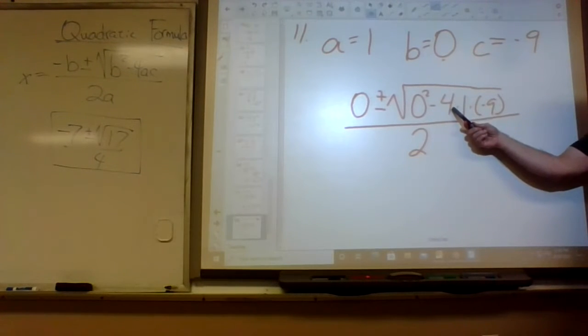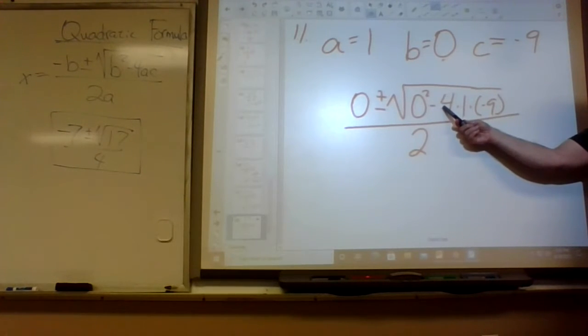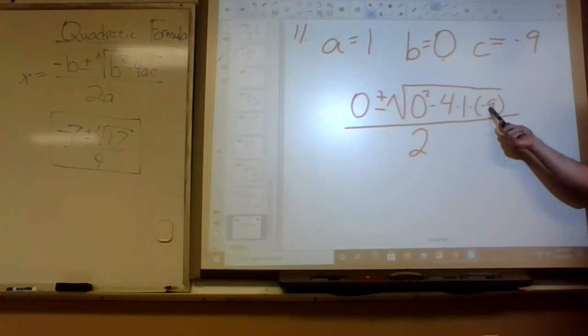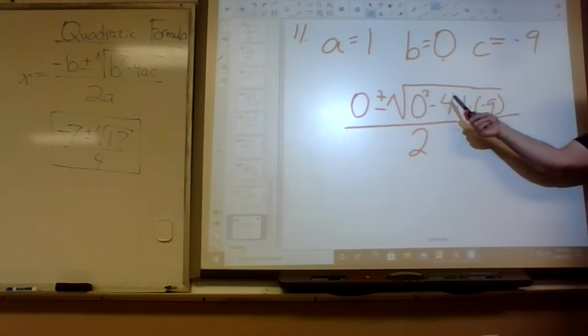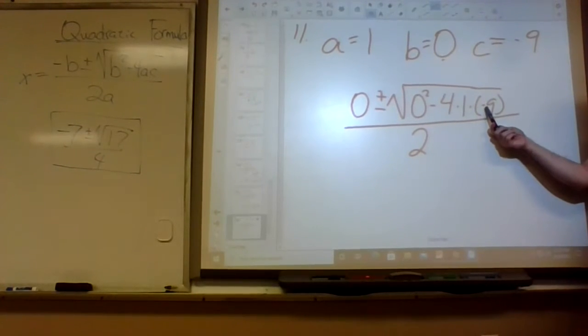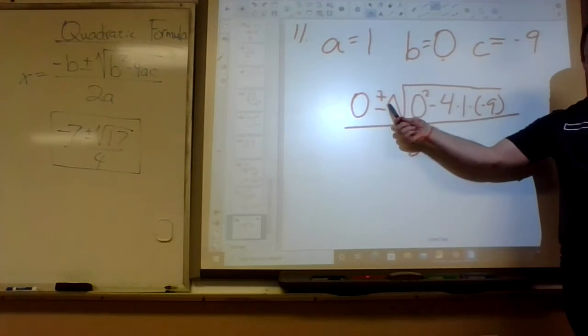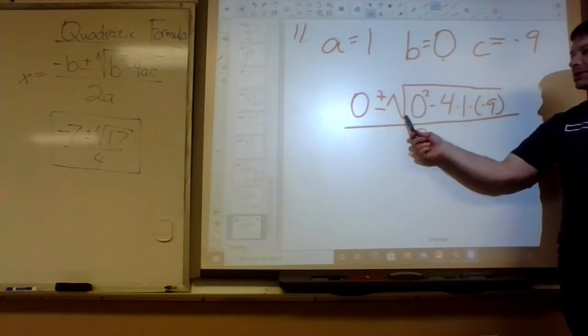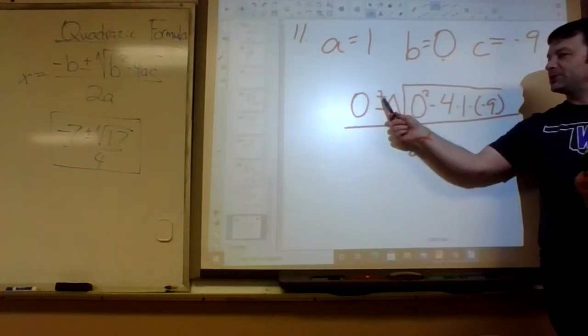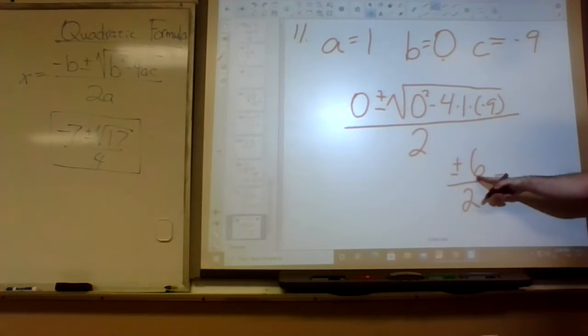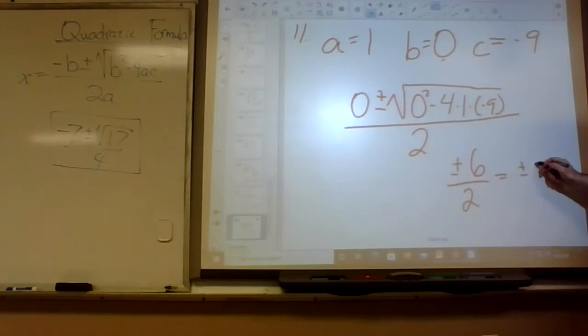So zero. This is negative 4, that doesn't do anything, times negative 9. Negative 4 times negative 9 is positive 36. The square root of 36 is 6. So it's plus or minus 6 over 2, which is 3 and negative 3. Plus or minus 3. Which we kind of already knew at the beginning, right? But we had to do it the hard way.